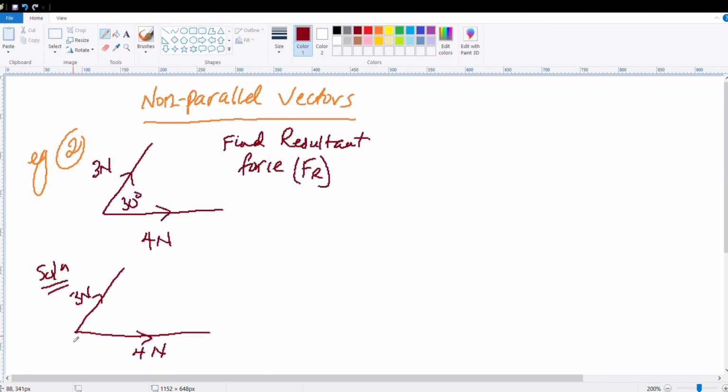This is our starting point. This could again be considered a boat that is being towed by two tugboats. Of course, the forces are not exactly real. So this is 30 degrees for now. I'm going to complete this parallelogram so I can show you.